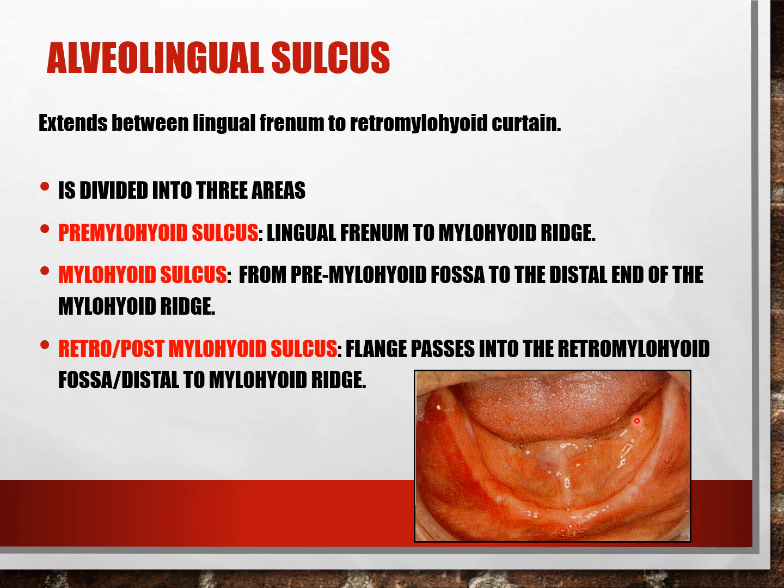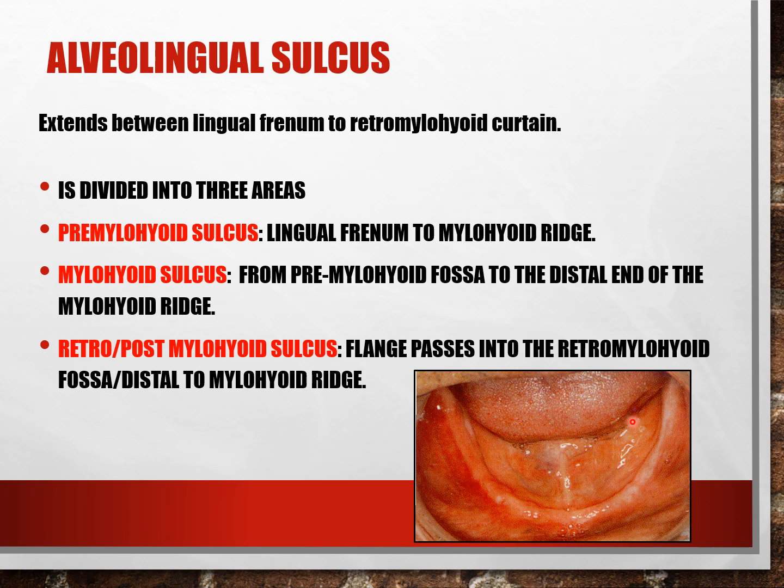The pre-mylohyoid means the area or the sulcus that falls before the mylohyoid muscle, and the mylohyoid sulcus runs from the pre-mylohyoid fossa to the distal end of the mylohyoid ridge. We all know where the mylohyoid ridge is, which is also known as the internal oblique ridge. It is present on the inner surface of the body of the mandible. So your mylohyoid sulcus runs from the premolar fossa to the distal end of this mylohyoid ridge.